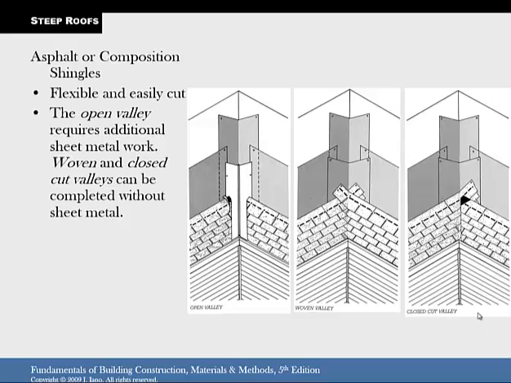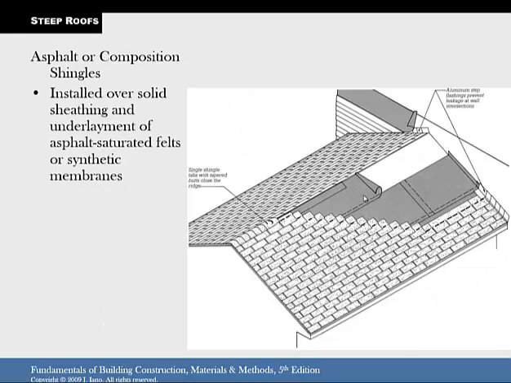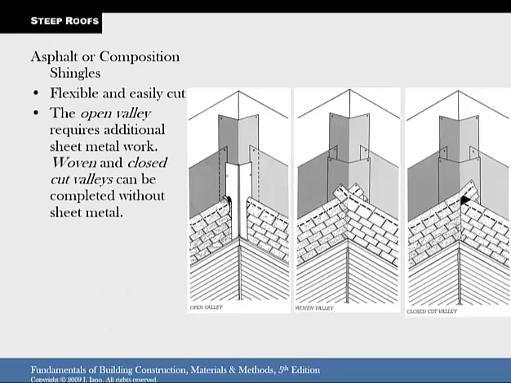Here's how they would do the valley. A valley is where the two slopes come together. There's several ways to do it. You can have the open valley with this flashing, and then the shingles go on top of that. You can have the woven valley where they overlap each other all the way up. Or you can have a closed cut valley where one is going up and then the other is just cut off at the seam.